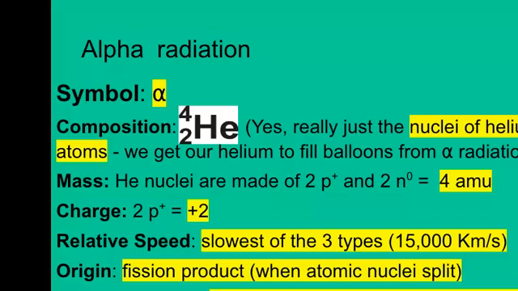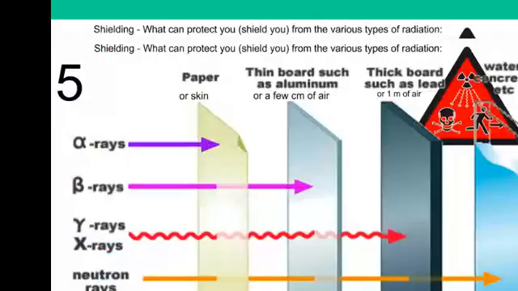Okay, I'm gonna go on. So the last box is shielding. And we wanna know what can protect us from alpha radiation. So you see, here's our alpha ray.